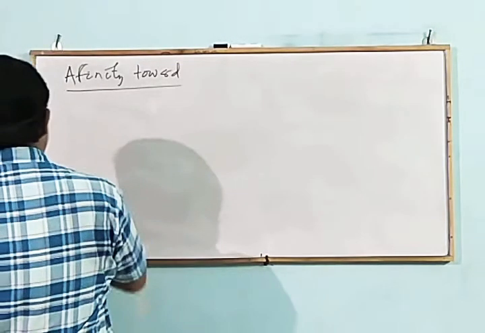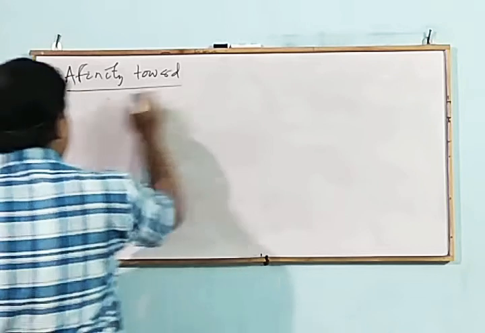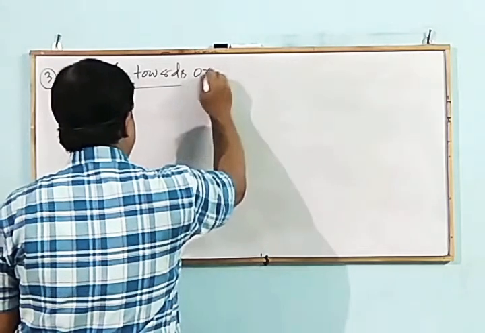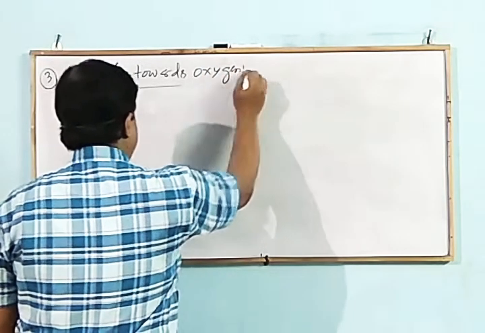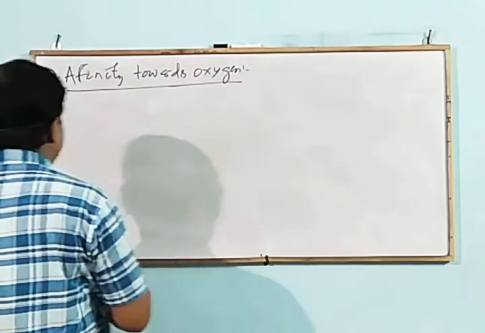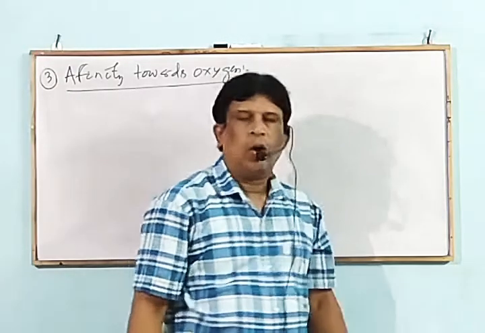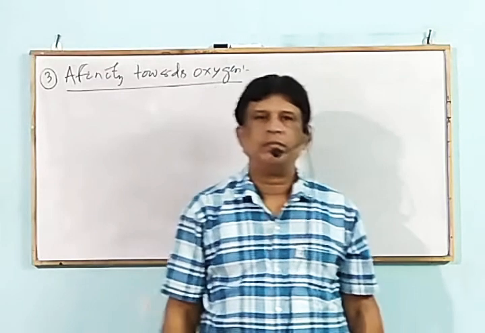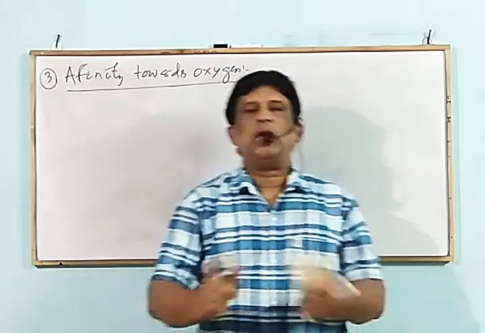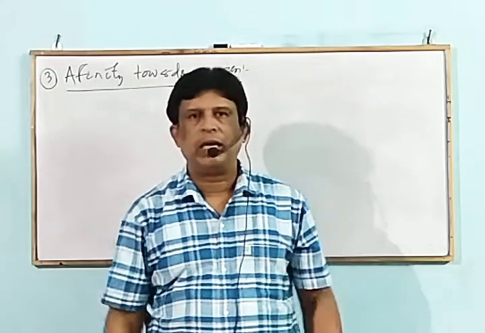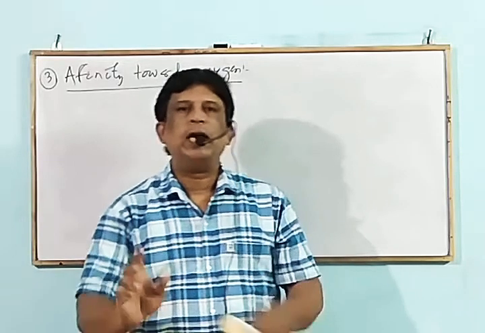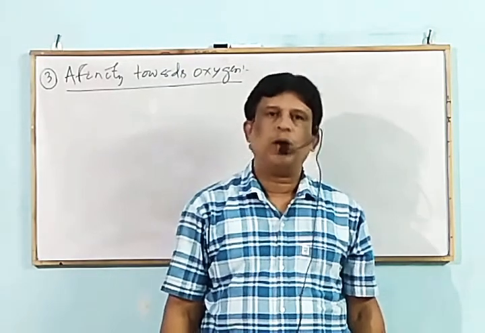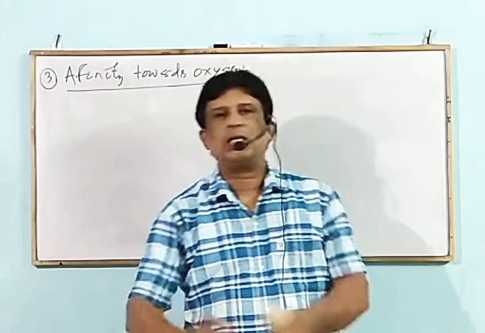Next chemical property, affinity towards oxygen. All the halogens, due to their small atomic size and higher electronegativity, also combine with oxygen to form halogen oxygen compounds.